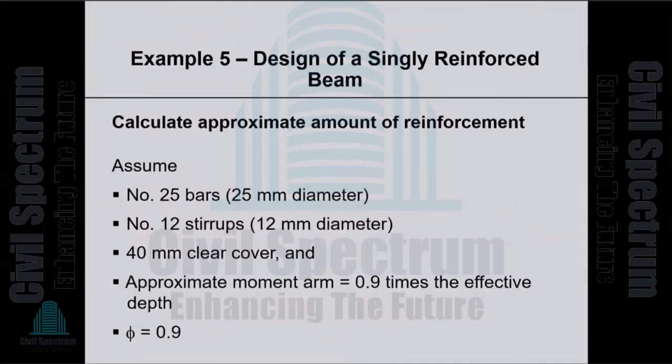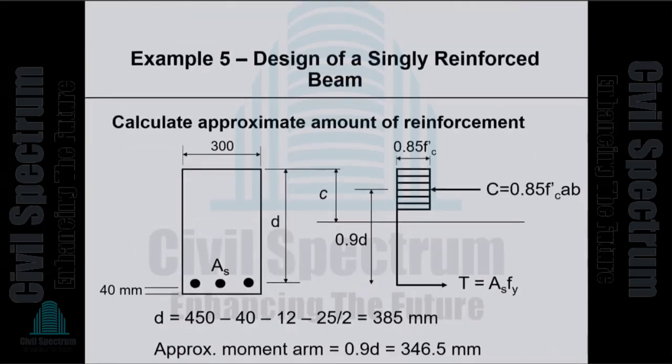Calculate approximate amount of reinforcement. So assume number 25 bars, number 12 stirrups, 40 millimeter clear cover, approximate moment arm. This is now approximate for estimate purposes only. We will make it exact in just a little bit. We are saying assume a moment arm 90% of the effective depth and assume a phi factor of 0.9, or assume tension control sections.